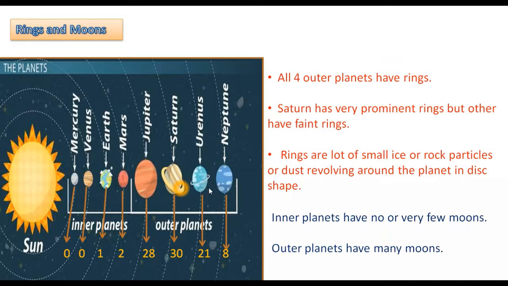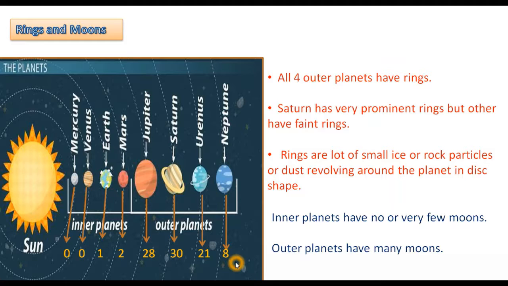Okay, and the outer planets have a large number of satellites or moons around them. You can see Jupiter has 28 satellites. Saturn has the maximum number of satellites, 30 satellites. Uranus has 21 satellites. Neptune has 8 satellites.